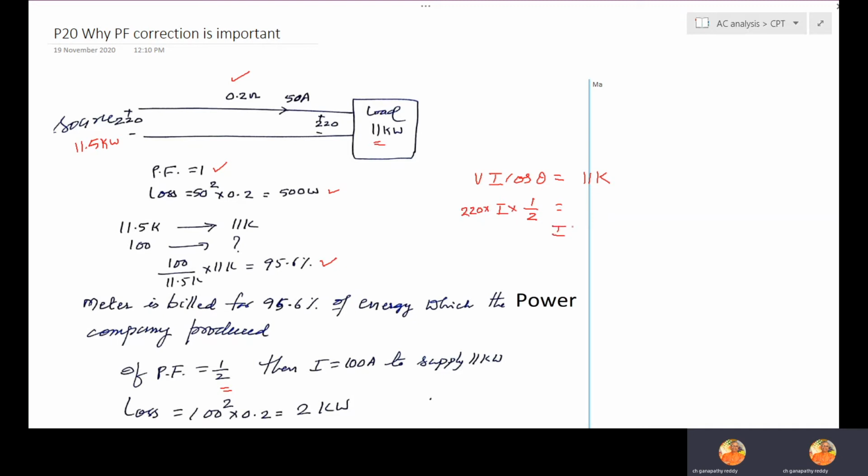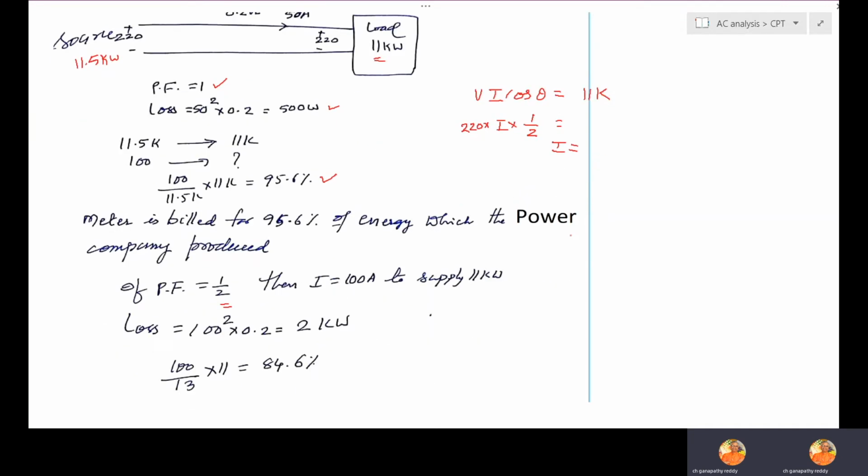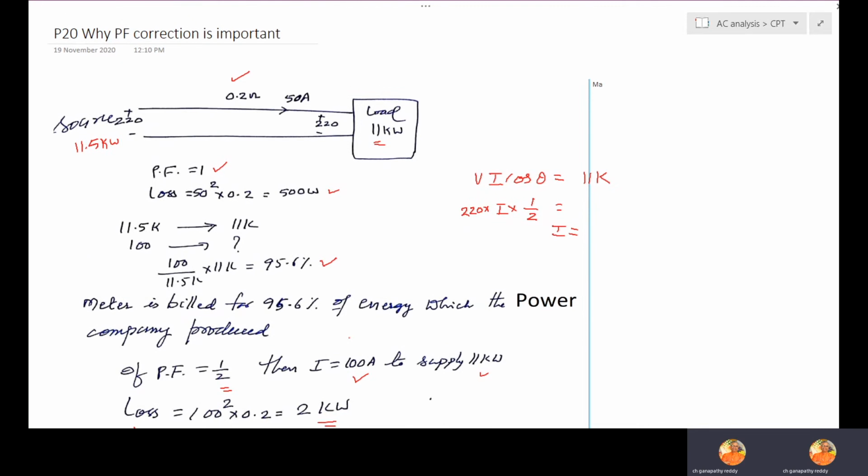So solve for I, you will get 100 amps. So now the current is becoming 100 amps to supply 11 kilowatts. But what is the loss in the transmission line? 100 squared times 0.2 equals 2 kilowatts. So how much should the department supply now? If we are generating 13 kilowatts, then how much is transferred as 11 kilowatts? A 2 kilowatt loss. Why a 2 kilowatt loss? Because the power factor is half.